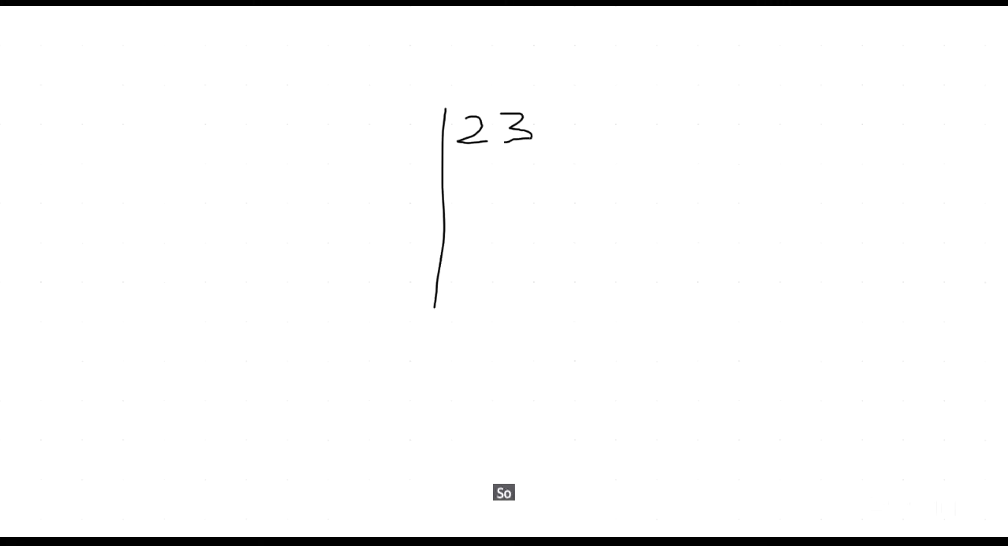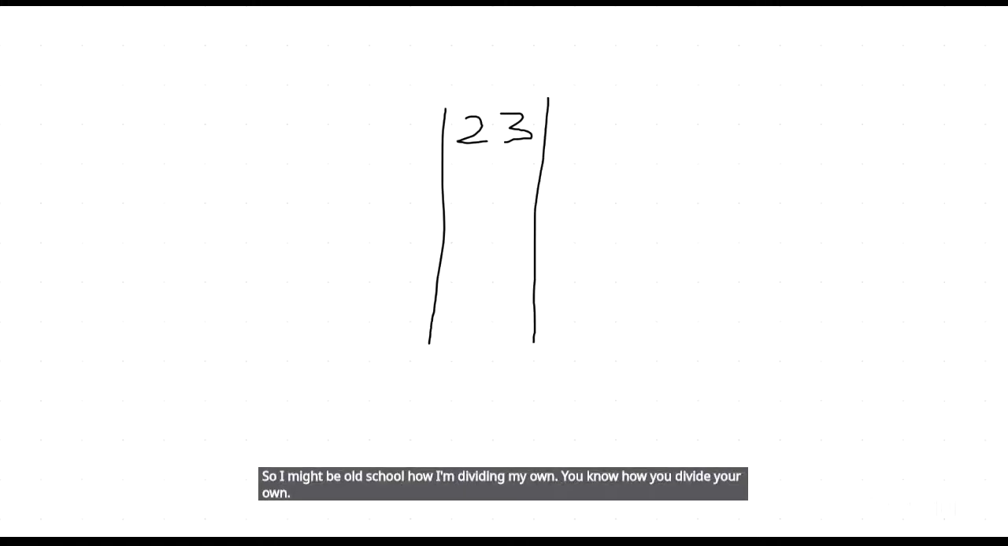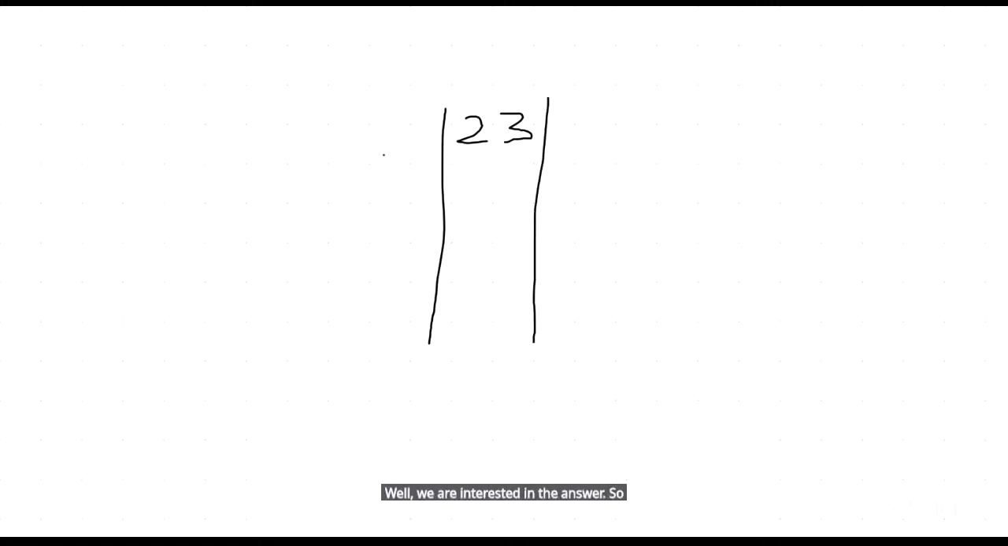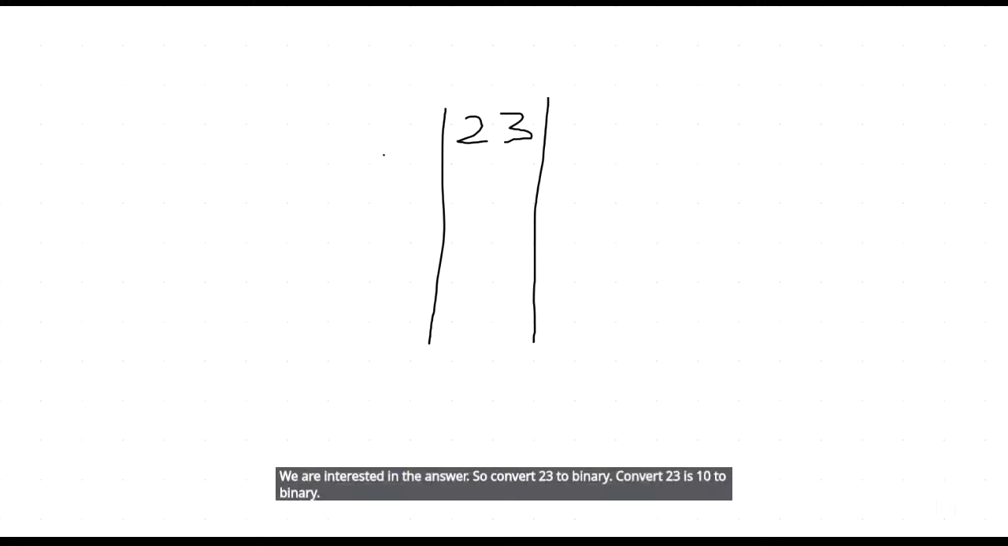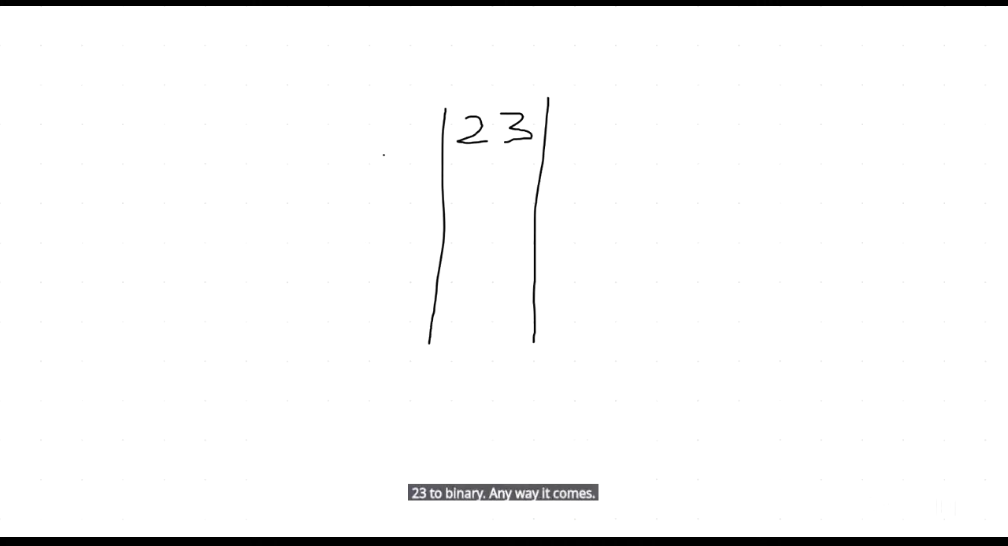I might be old school, how I'm dividing my own. Well, we're interested in the answer. So convert decimal number 23 to binary. 23 divided by 2 will give you 11, remainder 1.